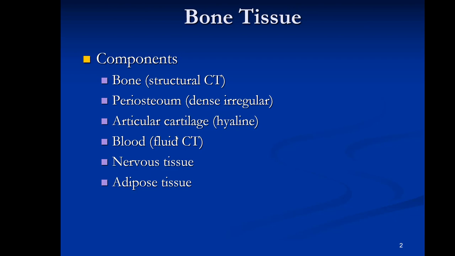There's blood inside of bones, so remember, blood is also a connective tissue. And then bones are innervated by nervous tissue, so they can sense things, and if you injure a bone, your brain realizes it and it hurts. And then there's also adipose tissue, which is another connective tissue found within bone.